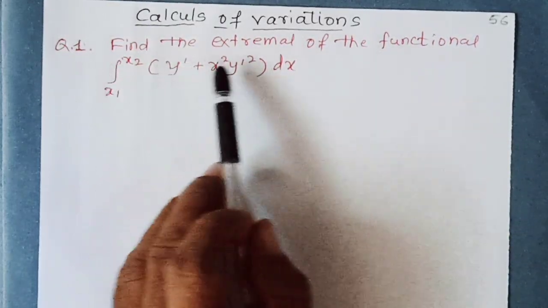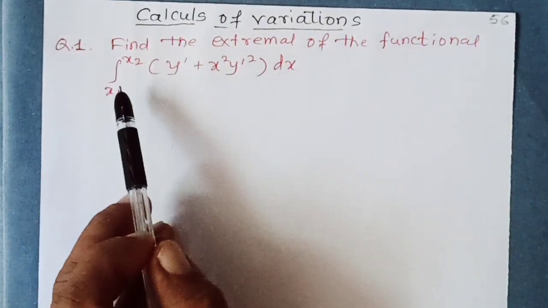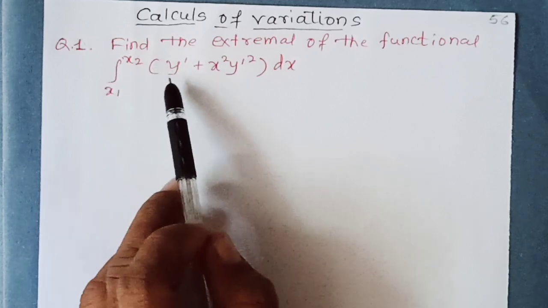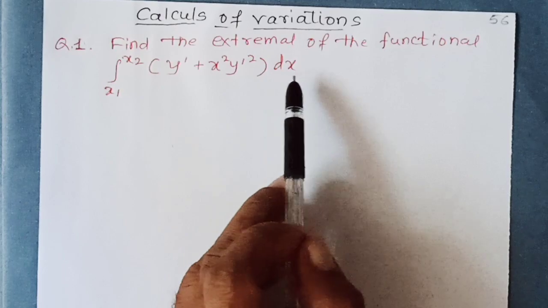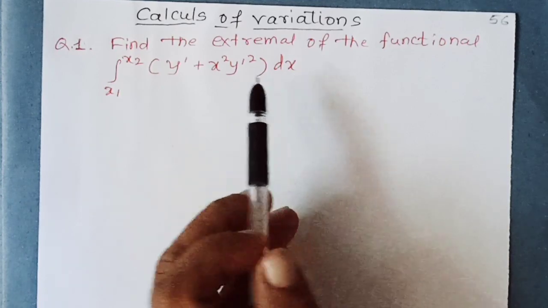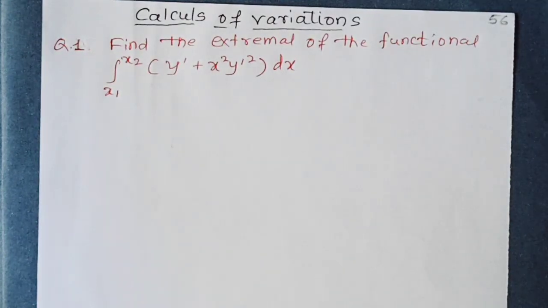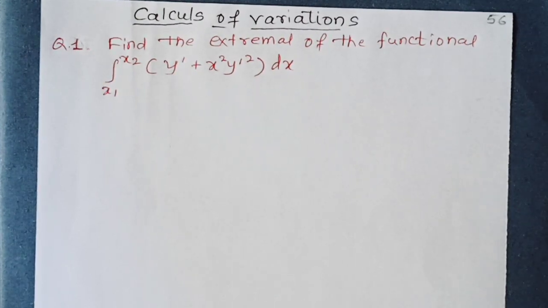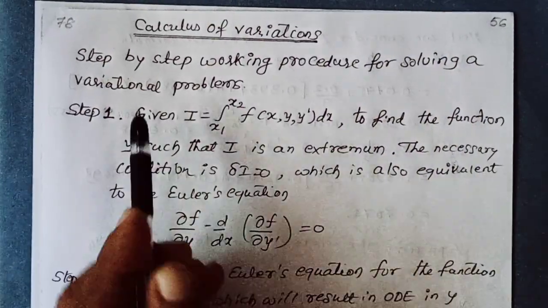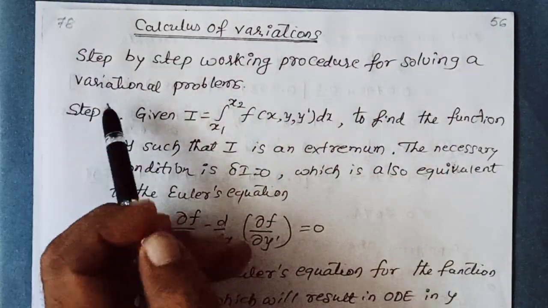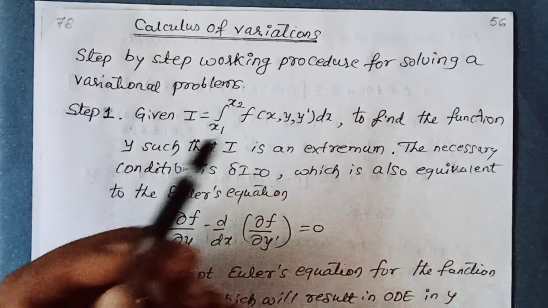Question number 1: find the extremal of the functional integration x1 to x2 of (y dash plus x square y dash square) dx. To solve this problem, though it is the first session of this new topic, in the theory part we'll see a little about the step by step working procedure for solving variational problems.